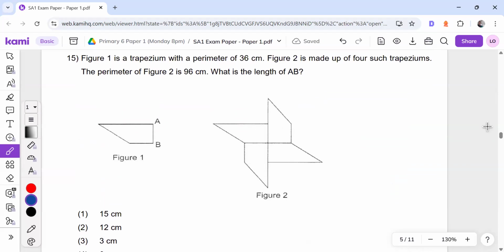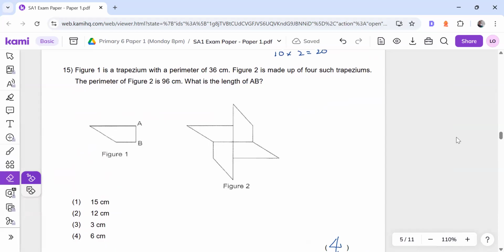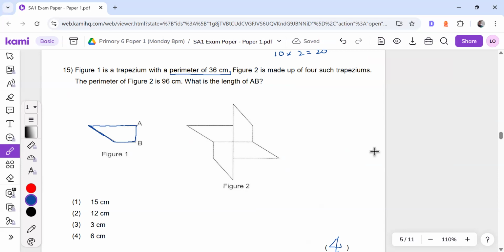Now, unfortunately, in the exam, you cannot use highlighter. I don't know whether you can use highlighter in PSLE, right? Because I need to show you by highlighters. All right, I'm going to show colors, okay? By using colors, you can see more clearly. So, figure 1 is a trapezium with a perimeter of 36 cm. Perimeter, you must know what is that. Perimeter means the lines that form figure 1. So the perimeter is 36. Okay. Figure 2 is made of 4 trapezium and the perimeter of figure 2 is 96. Do you know what is the perimeter of figure 2?